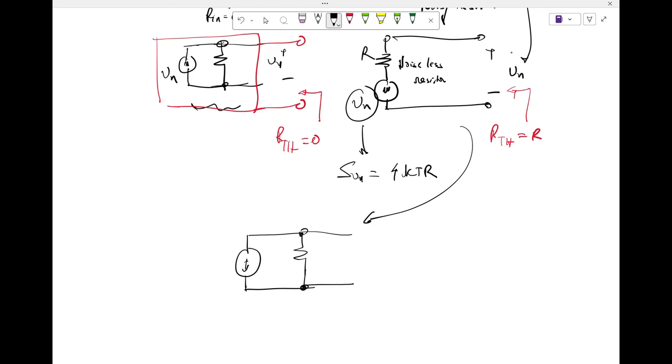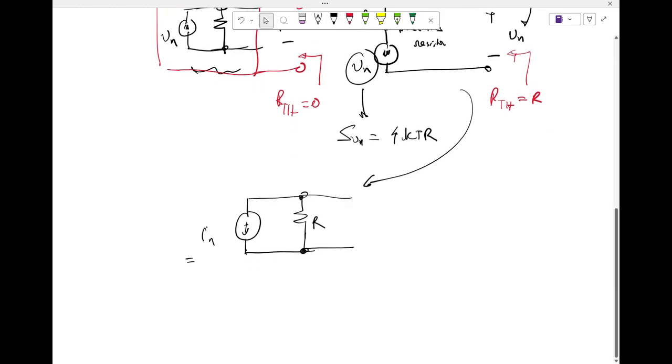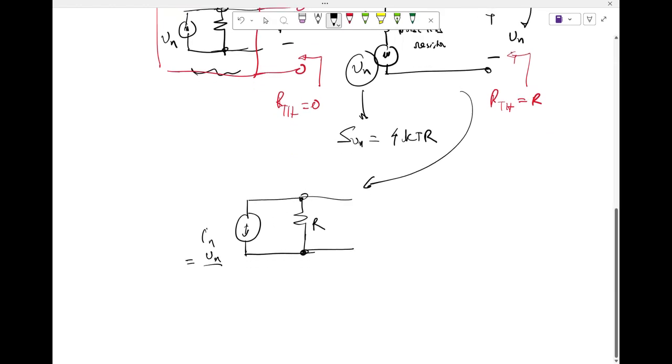So I call this IN, this is R. What is the expression for this IN? VN by R, right? So what will be the noise spectral density of this current? Why?